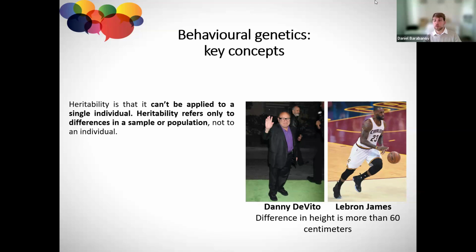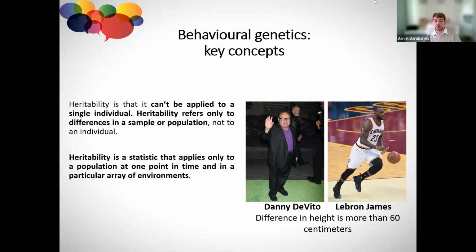Height is a bit simpler example. We know that height mostly depends on genetics and has a small environmental factor such as nutrition. In the modern world, especially in the United States, a wealthy country, almost all people have proper nutrition. So we can make a conjecture that the difference between LeBron James and Danny DeVito is mostly due to genetic factors. But again, we cannot provide any clear statistical estimation of which percent goes where.